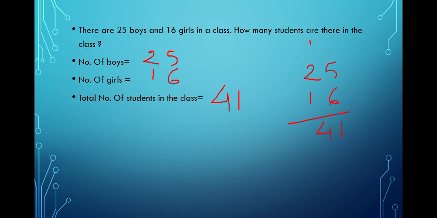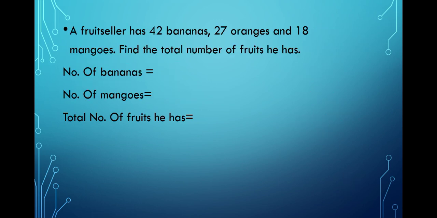Now we will be doing one more question. Okay, one more question, that is the third question. A fruit seller has 42 bananas, 27 oranges and 18 mangoes. Okay, so what are the different kinds of fruits the fruit seller is having? Bananas, oranges and mangoes. So from the question you have to find out what you have to write here.